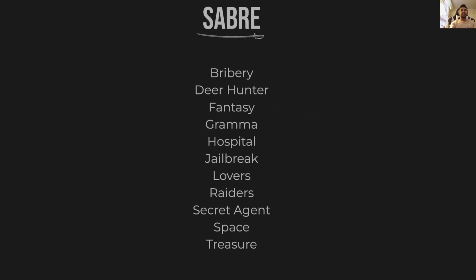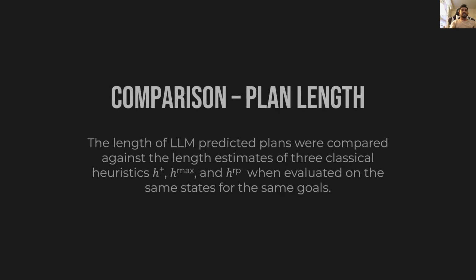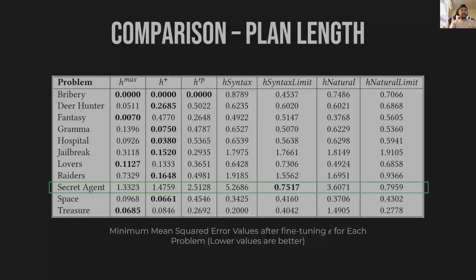So here are the results we got for those 11 domains that I talked about earlier. First, the length of the LLM predicted plans was compared against the length estimates of 3 classical heuristics when evaluated on the same states for these same goals. When we compared heuristics, we weighted them to further fine-tune them to specific domains using an epsilon value ranging from 0.1 to 2. And here are the maximum mean squared error values after fine-tuning epsilon for each problem.